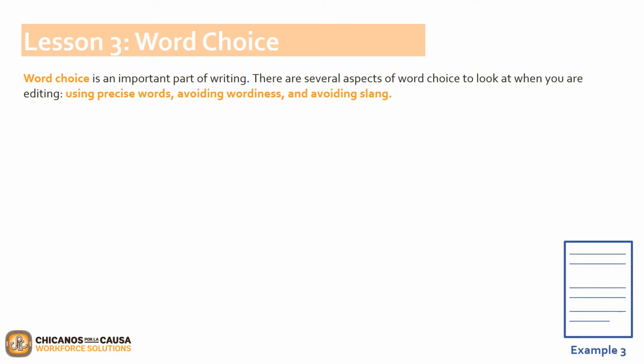There are several aspects of word choice to look at when you are editing: using precise words, avoiding wordiness, and avoiding slang. People often use vague terms when they are speaking. They say things like, "It was a great party," or "The weather's nice today." General words like "great" and "nice" are okay in conversation. However, in writing, you should write precise words that create a clear picture for the reader instead of vague ones.